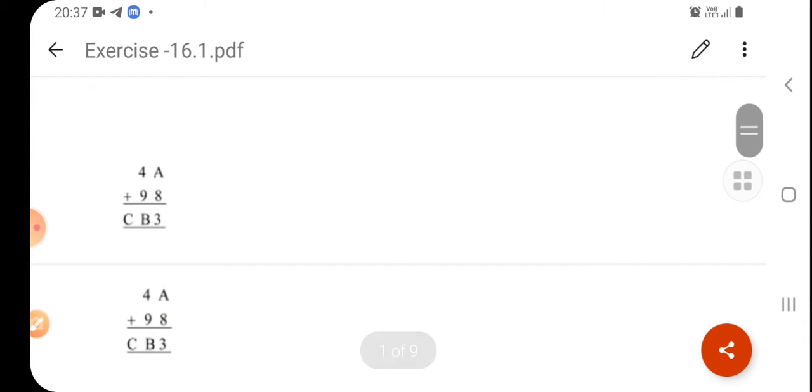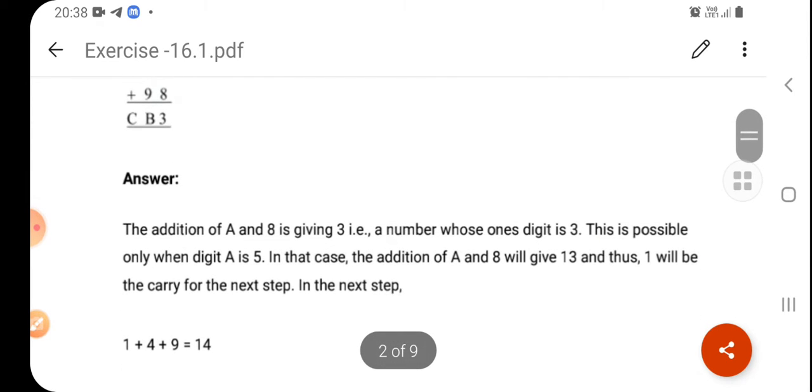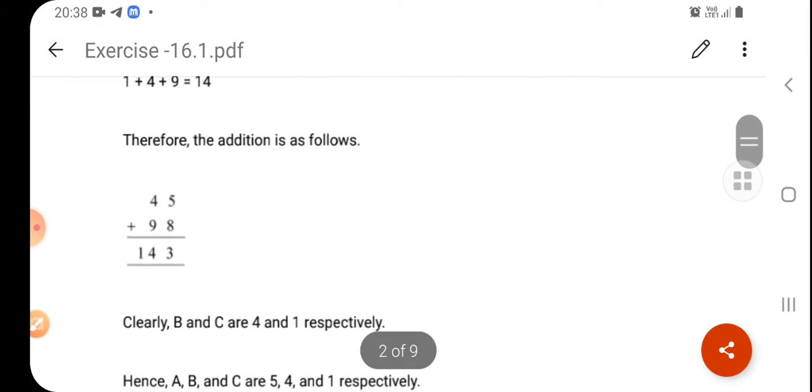Here 4A plus 98 gives CB3. So what is the number which on adding with 8 we get 3? It is 5. Okay, 5 plus 8 is 13 and carry over 1. 1 plus 4 is 5. 5 plus 9 is 14. So B's value is 4 and C's value is 1. So 143 is the result and A is 5. So A is 5, B is 4 and C is 1.